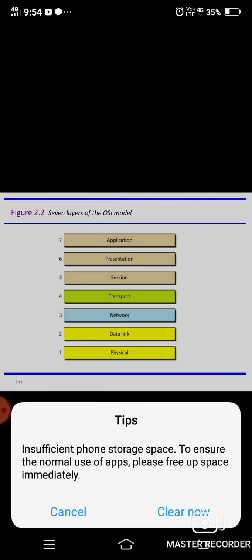The sender and receiver must not only use the same bit rate but also must be synchronized at the bit level. So the clocks of the sender and the receiver have to be synchronized in order to send the data properly, right? And the physical layer is concerned with the connection of devices to the media. In a point-to-point configuration, two devices are connected through a dedicated link, and in a multipoint configuration, a link is shared among several devices.